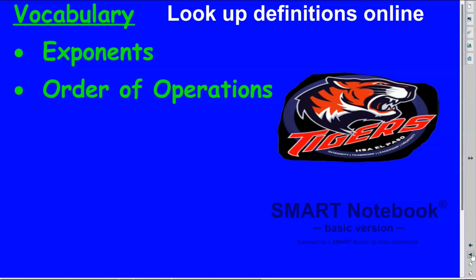The first thing you want to do is get online and look up the definition for exponents and order of operations. Even if you're familiar with these, it benefits you to find a formal definition, include examples, and it'll get you a lot more comfortable with today's material.